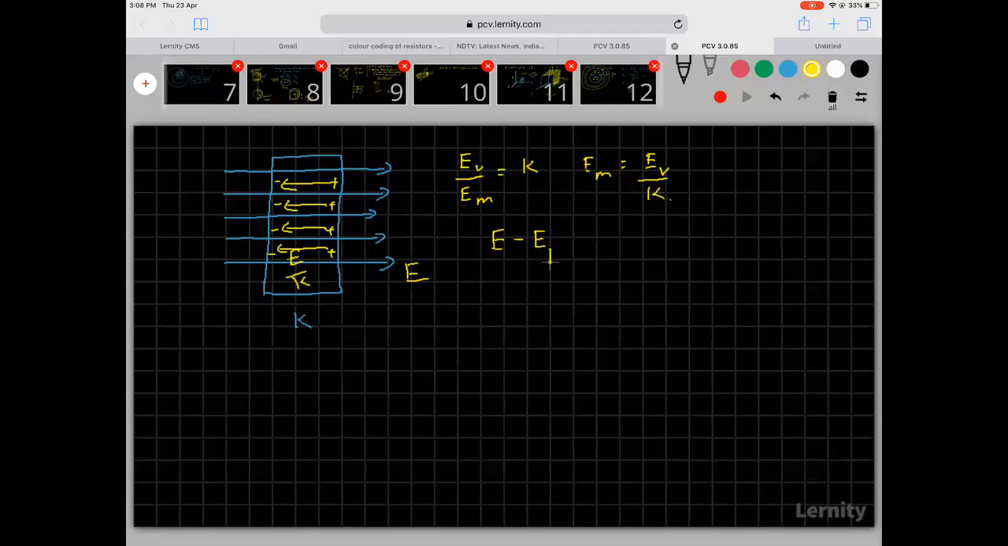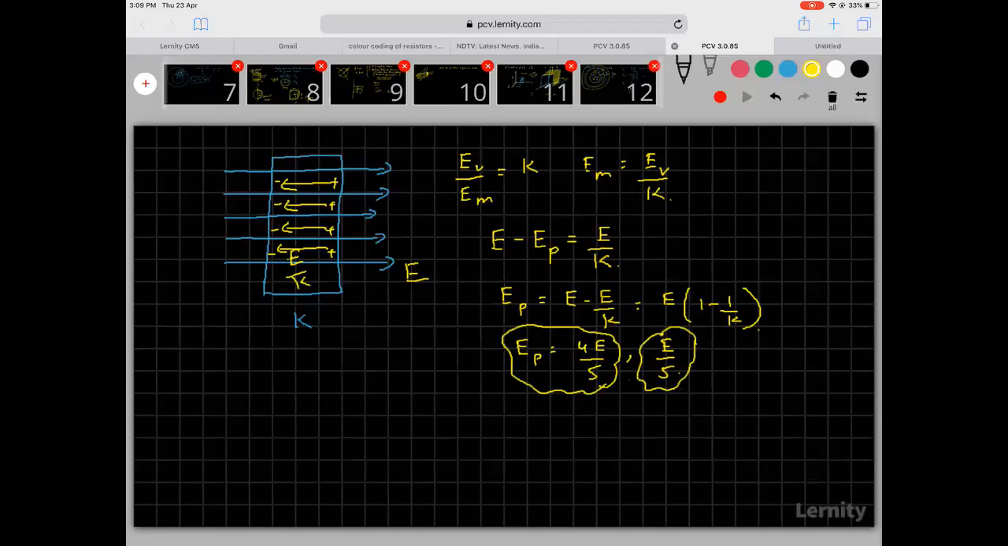So the original field minus the electric field due to polarization is equal to E by K. So the electric field due to polarization is E minus E by K, that is E common, 1 minus 1 by K. If the dielectric constant was 5, then the electric field due to polarization was 4 times E by 5, and the final electric field inside the dielectric would have been E by 5. Are you able to understand this?